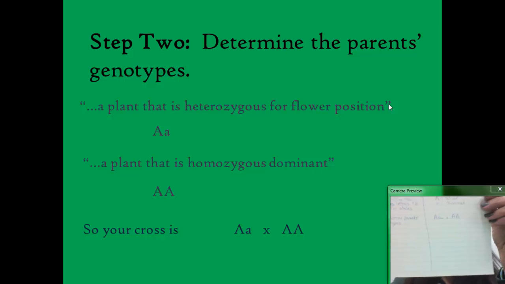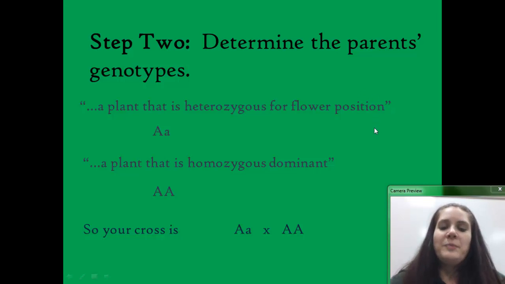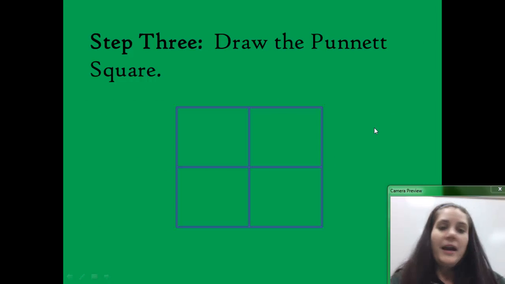So again, in my example, I've got a heterozygous parent and a homozygous dominant parent, and I wrote that they're crossed because this is what I would be doing if I were showing my work on a problem. These are the steps that I would be thinking in my head, but these are the steps that I would be showing on my paper. So my cross is big A, little a with big A, big A.